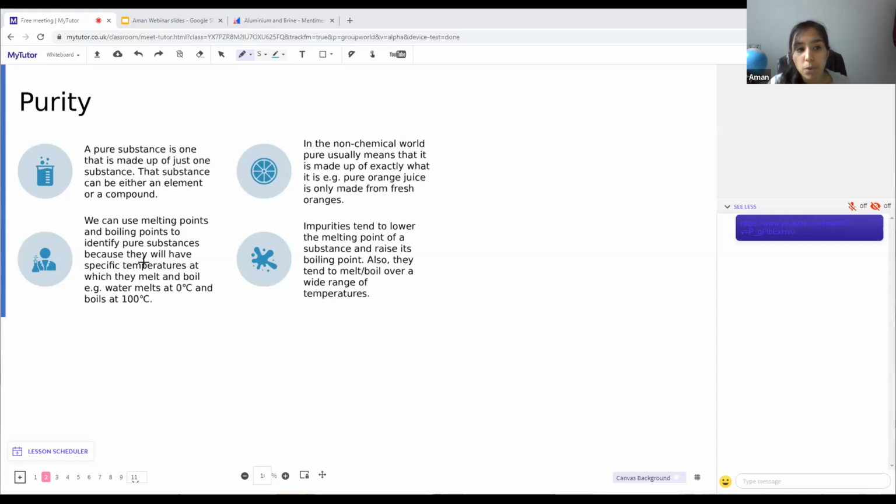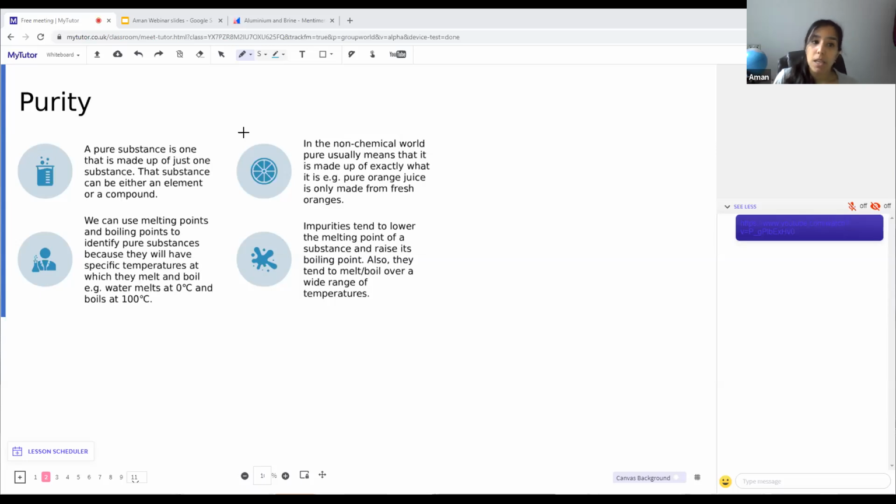So for example, some substances will have specific temperatures at which they melt and boil. If we think about water, we know water melts at 0 degrees and it boils at 100 degrees. So if we have impure water, or water mixed in with something else, it won't melt at 0 degrees and it won't boil at 100 degrees. Instead, what is more likely to happen is that it will melt at a lower temperature and boil at a higher temperature. So that's the general rule. And the other rule is that it will tend to melt over a wider range of temperatures.